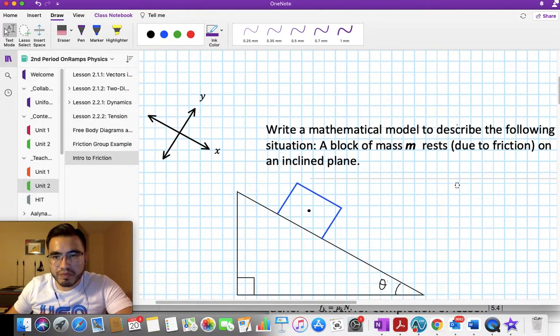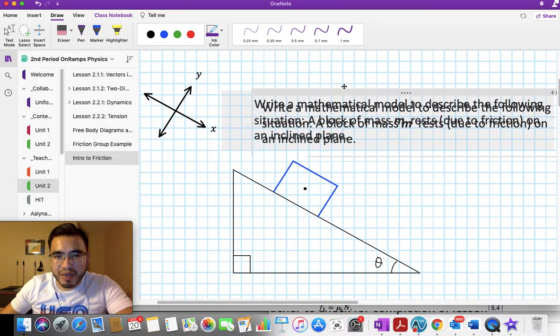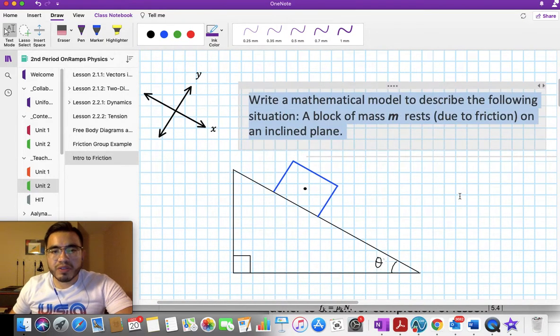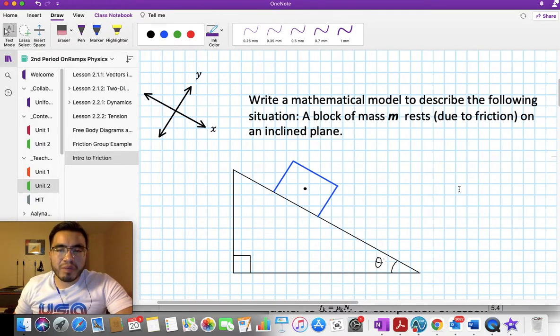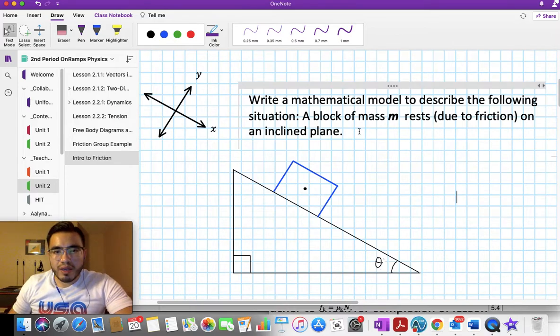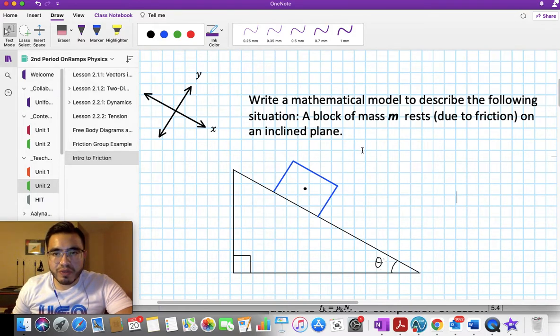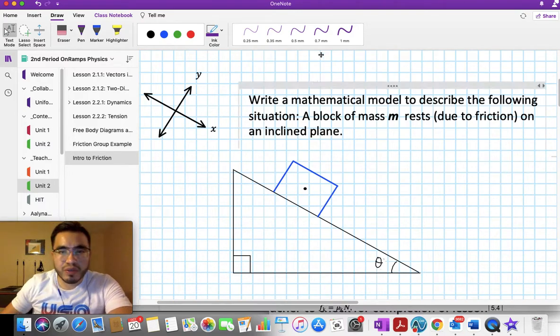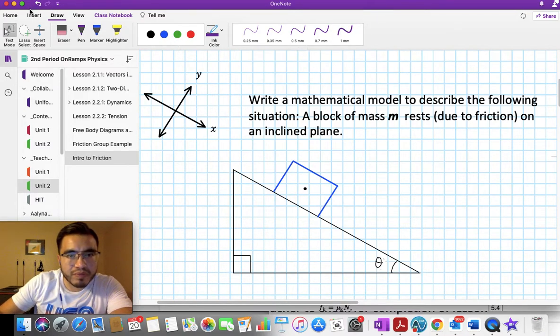There you go. It says write a mathematical model for the following situation. Now this looks very complicated, guys, but it's not complicated. That just means we'll draw the free body diagram, find the forces, and then sum the forces, okay? It says write a mathematical model to describe the following situation. A block of mass m rests due to friction on an inclined plane. So the first thing we do is draw the free body diagram.